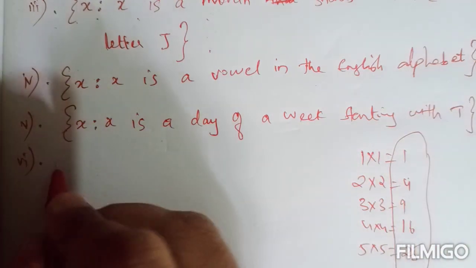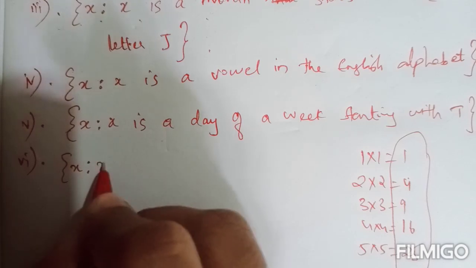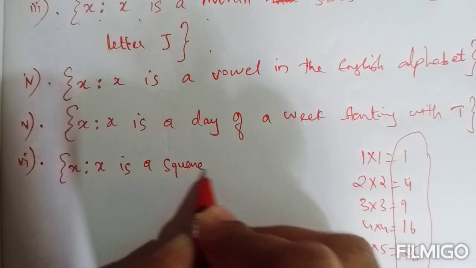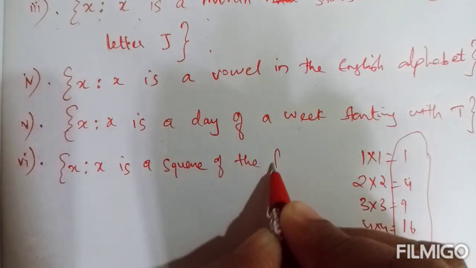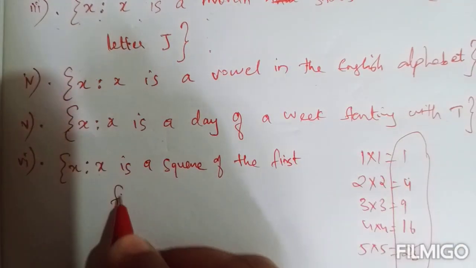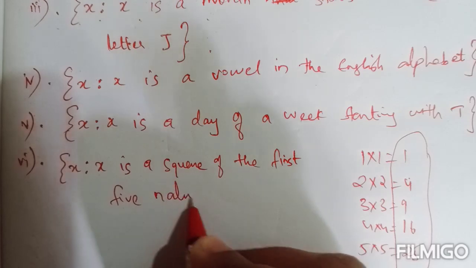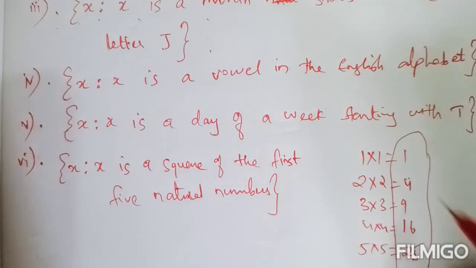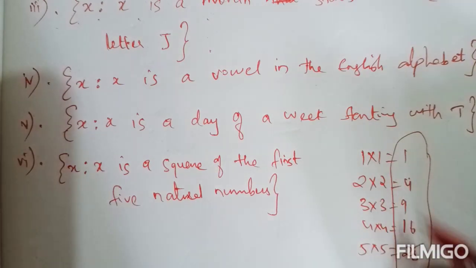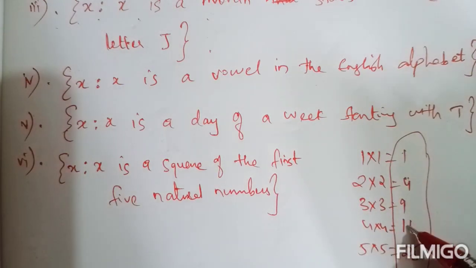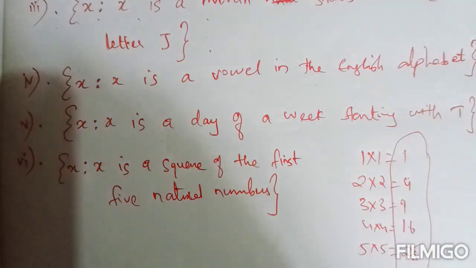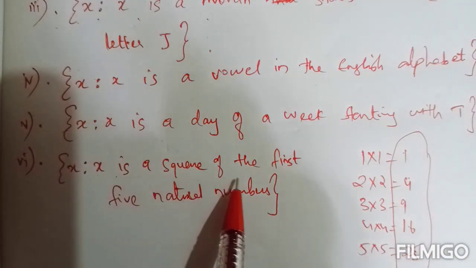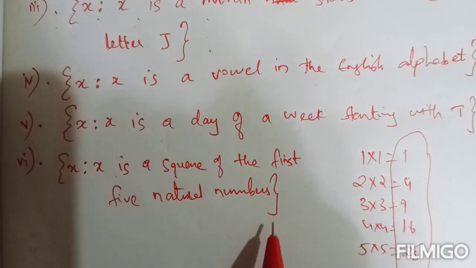Okay, so you can write like this: set of all x such that x is a square of the first 5 natural numbers. Okay, first 5 natural numbers in the squares are 1, 4, 9, 16 and 25. So you can write like this in set builder form: set of all x such that x is a square of the first 5 natural numbers.